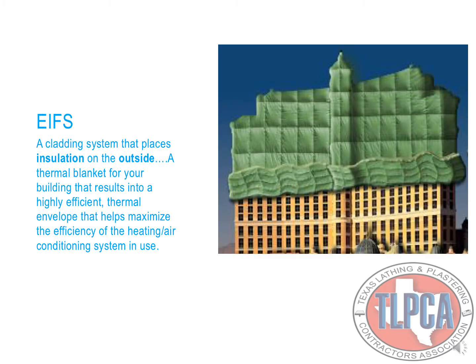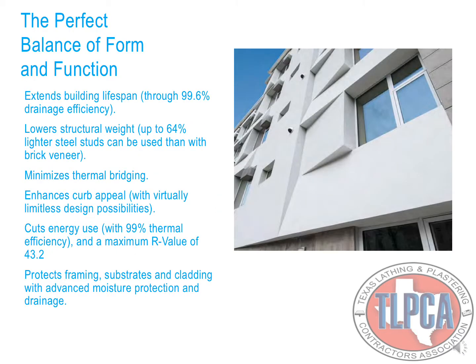EIFS is a cladding system that places insulation on the outside, a thermal blanket for your building that results in a highly efficient thermal envelope that helps maximize the efficiency of the heating and air conditioning system in use. EIFS is the perfect balance of form and function. It extends building lifespan through 99.6% drainage efficiency.